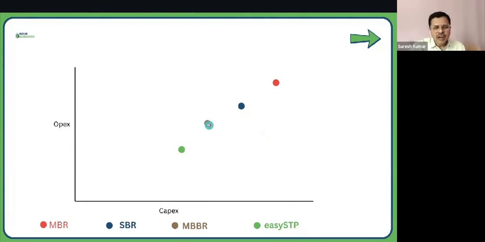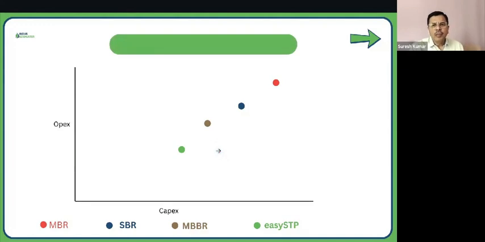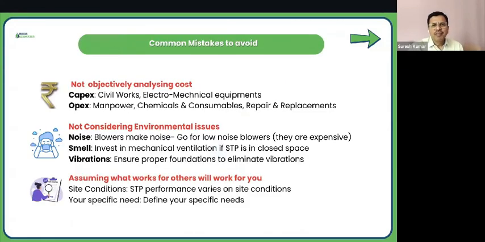Third comes MBBR. MBBR is this brown dot where your capex and opex are relatively lesser than SBR, but more expensive than easySTP. easySTP, by virtue of not requiring any operator, by virtue of having only one single moving part, will cost you a little lesser compared to MBBR in terms of capital as well as operating cost. When I am talking about capital cost, please consider both civil as well as electromechanical equipment. All right. Okay.